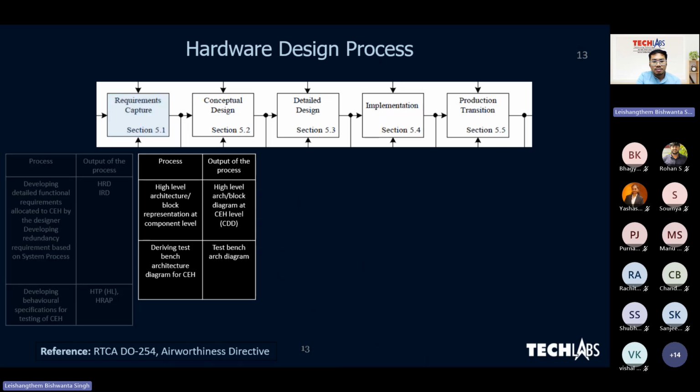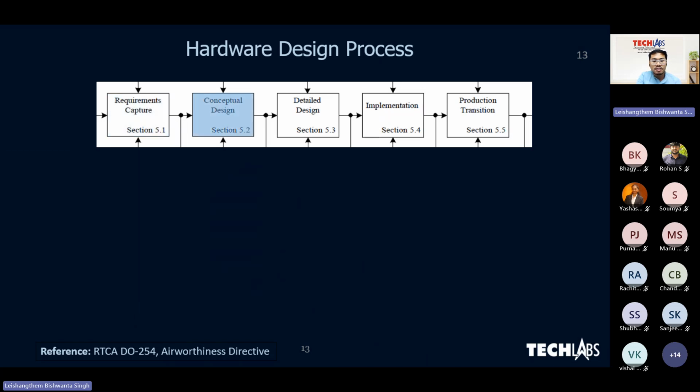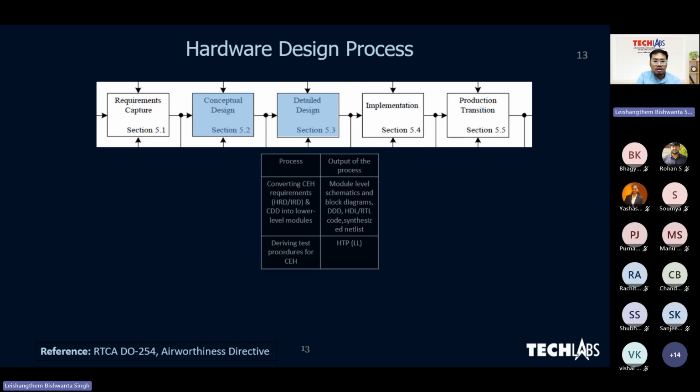Once we are done with the conceptual design, we have to move on to the detailed design. Again, same thing in the detailed design: the input of the detailed design is the output from the conceptual design. Using this output as an input to the detailed design process, we'll be converting the CEH requirements, the HRD, the IRD, or the CDD into lower-level modules. And as a part of the supporting process, you'll be deriving test processes for the complex electronic hardware.